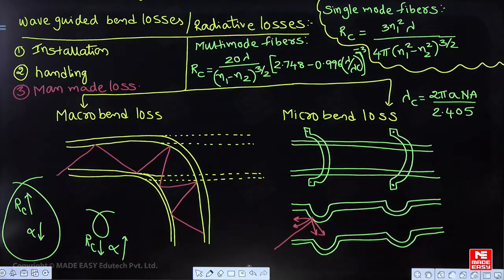If fiber is bent with small radius, then loss is very high. Okay, right.